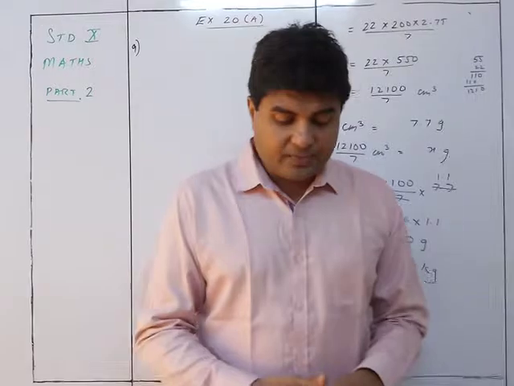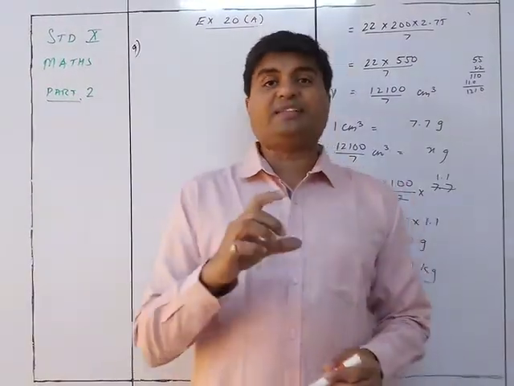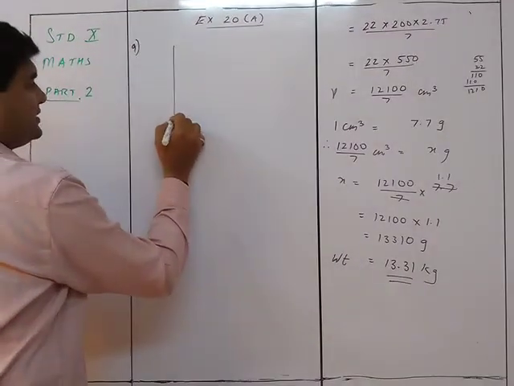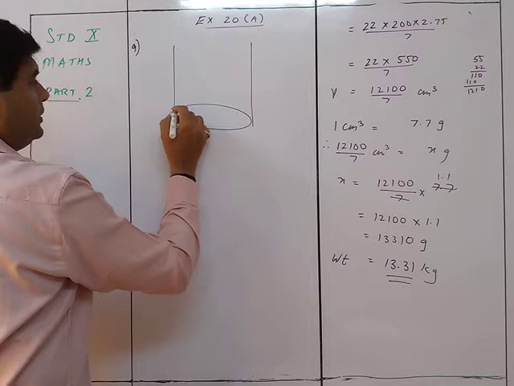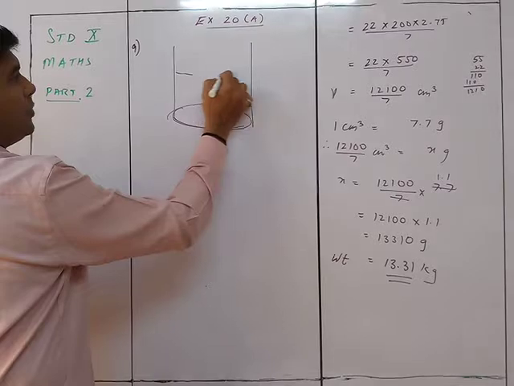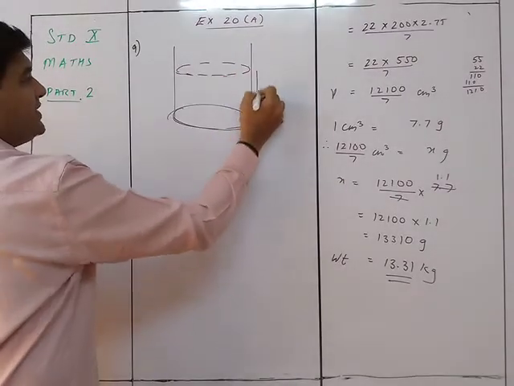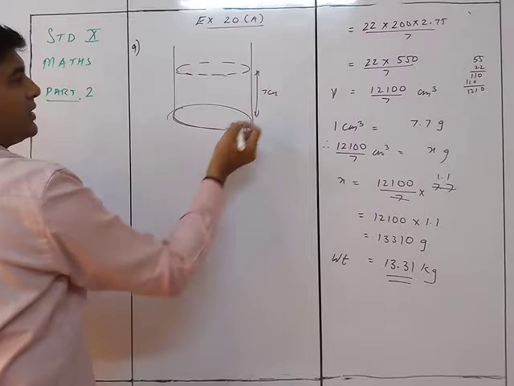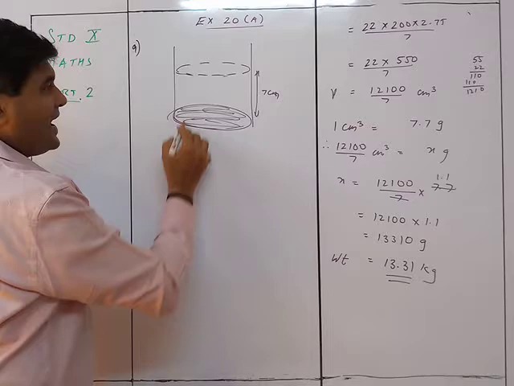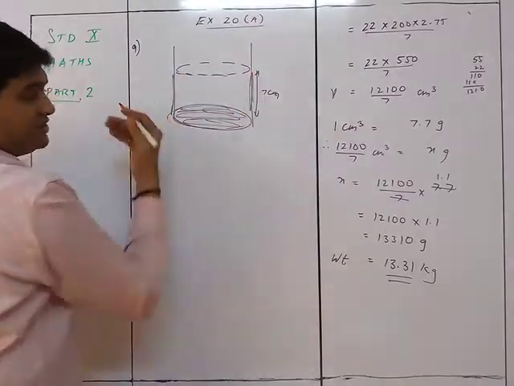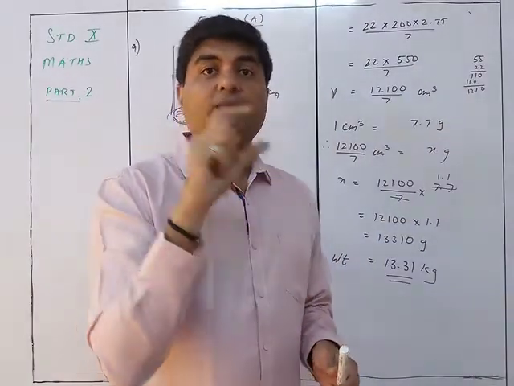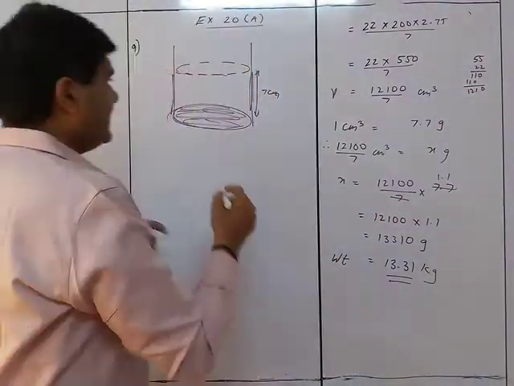They have asked us to find the area of the wet surface. Now wet surface will be the curved part of the cylinder. If this is the beaker we are talking about, and the water is up to 7 centimeters over here, then the wet area will be this base and this curved surface, the complete circumference of that cylinder up to 7 centimeters height. So that is what we need to find out.